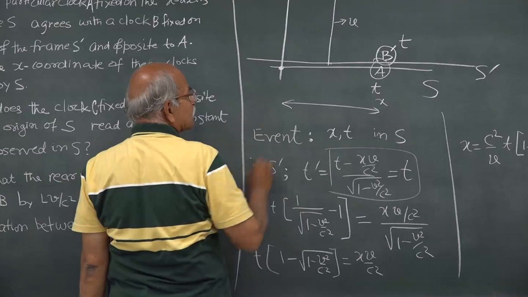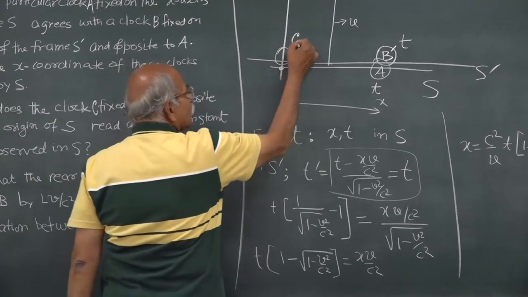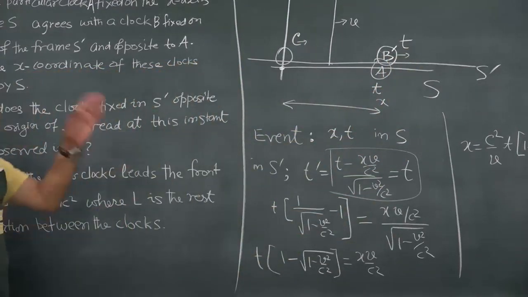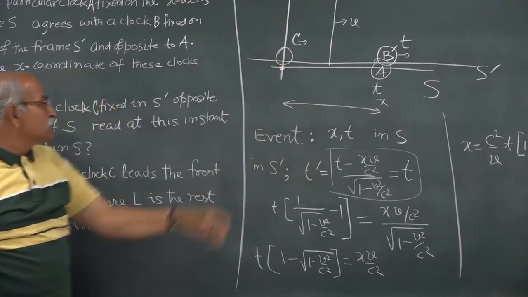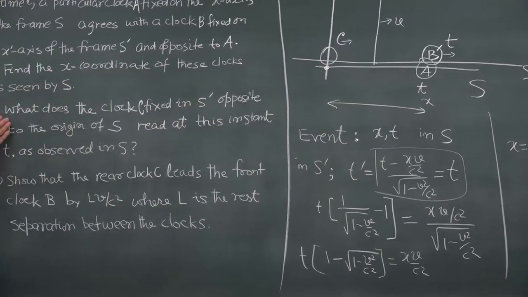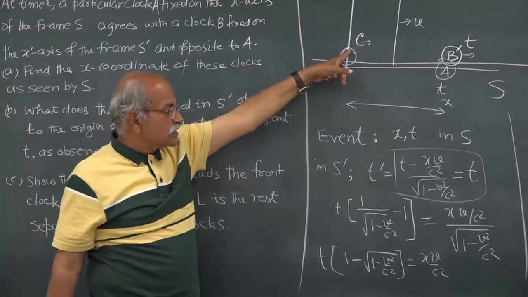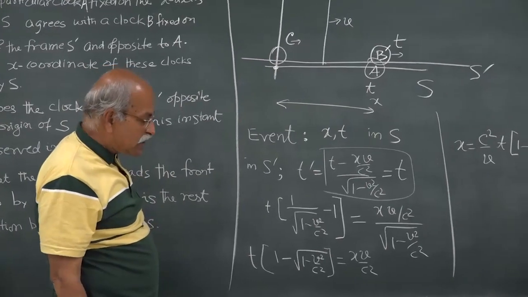This is the origin of S. So, there is some clock here, C, and they are all moving. But at this instant t, this clock is opposite to the origin, and the question is, how much does this clock read? So, this is the question. Okay, so let me make some space.